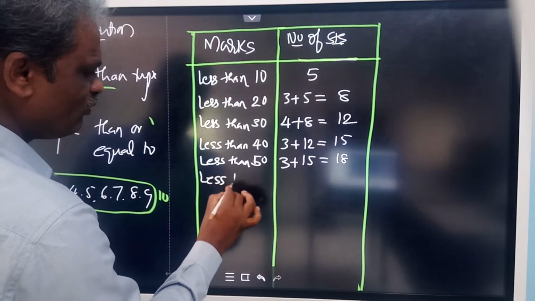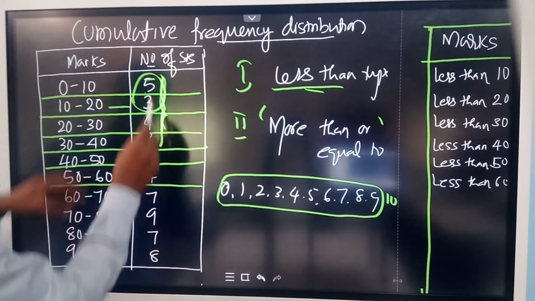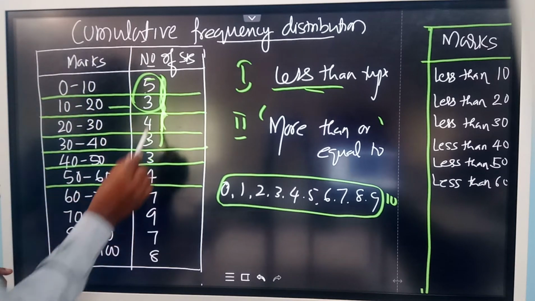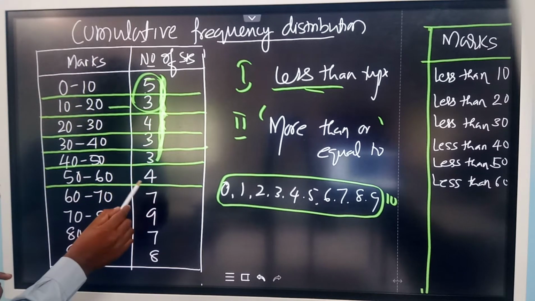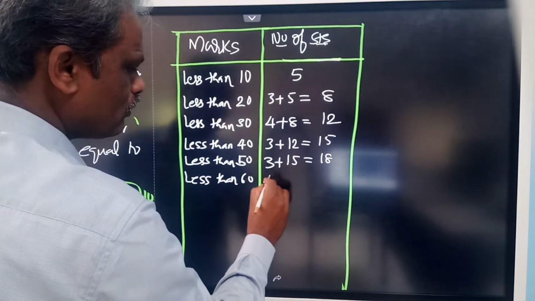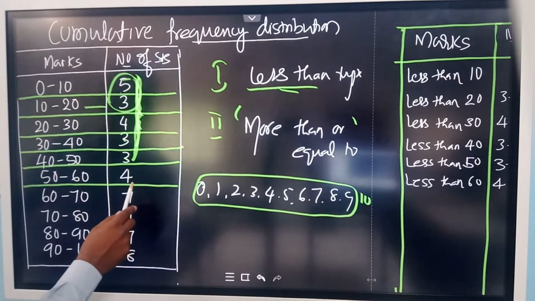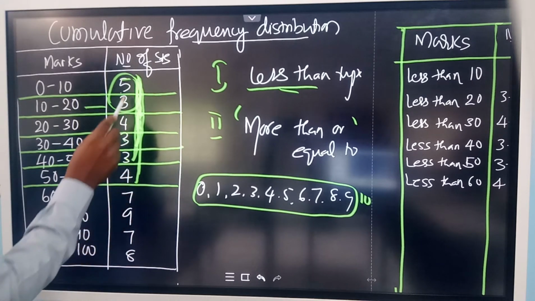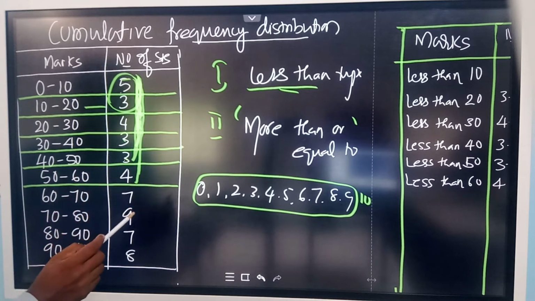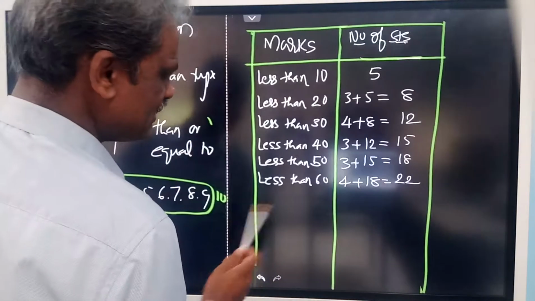Next, less than 60. Less than 60 means up to here. Whatever the frequencies you have, you have to add 5 plus 3 plus 4 plus 3 plus 3 plus 4. But we already have the sum up to here, so you add 4 to that one. That is the sum up to the previous, then plus 4. 4 plus 18, it is 22. So you will get 22 when you add from here to here. You can see 8, 8 plus 4, 12, 12 plus 3, 15, 15 plus 3, 18, 18 plus 4, 22. So up to here 22. Now I want less than 70, which means up to here. So less than 70.